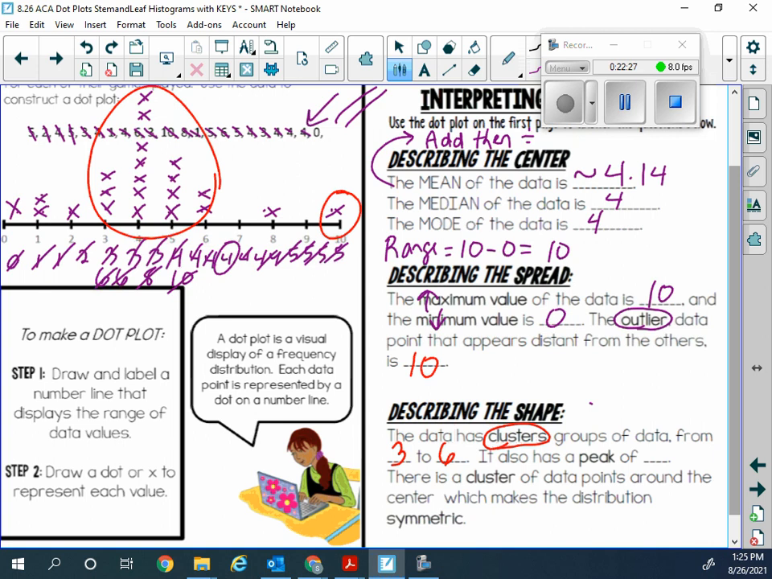Did you have a question? Okay. So the most data is between 3 and 5? Yes, that's where most of the data lies.